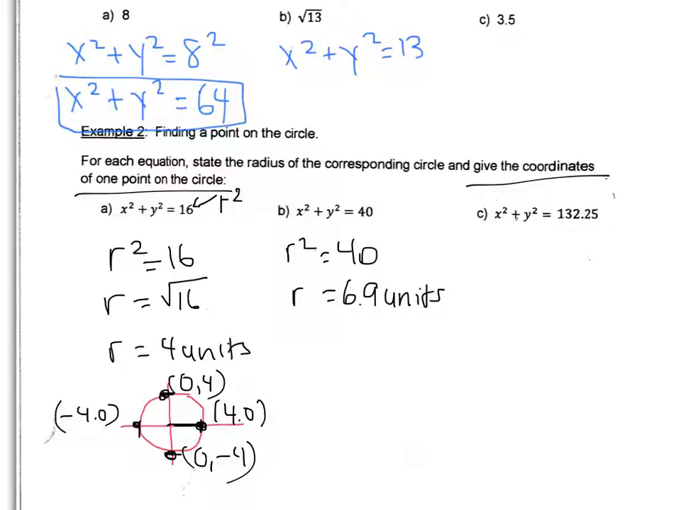You can find as many points as you want in the circle because you know already what the radius is, and you can use that radius to figure out the x and the y intercepts.